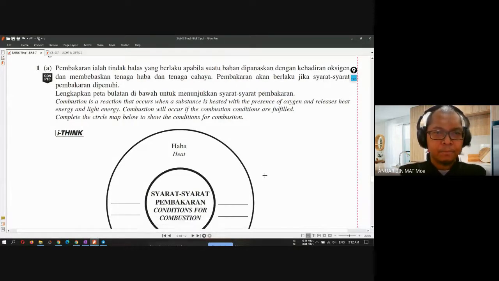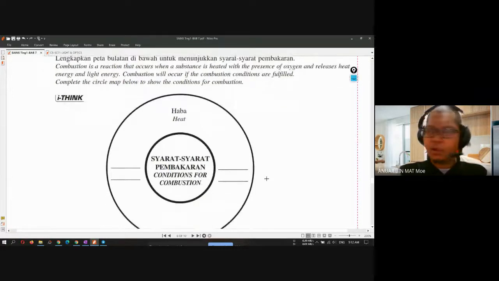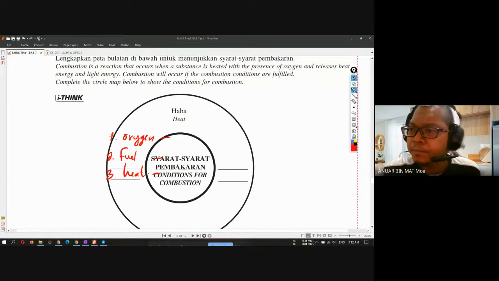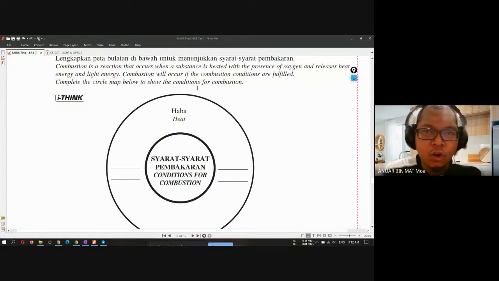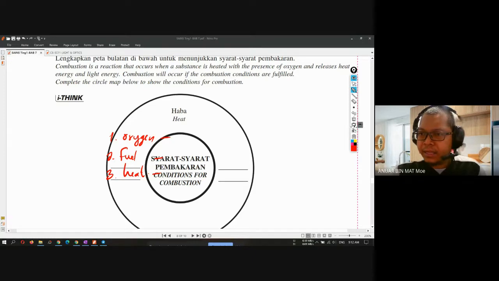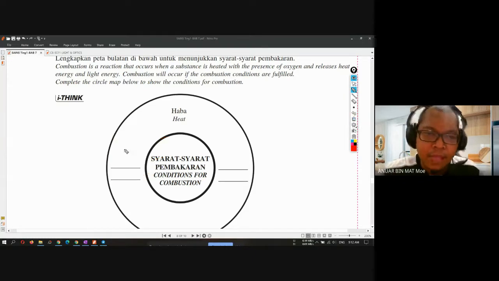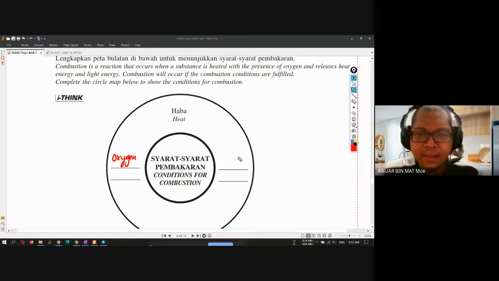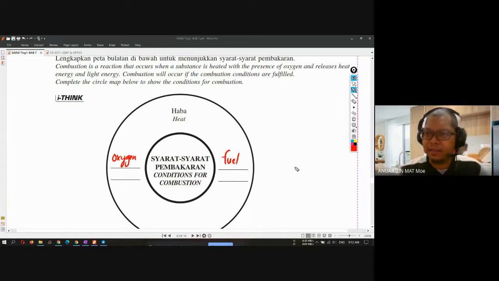The question is, combustion is the reaction that occurs when a substance is heated with the presence of oxygen and releases heat energy and light energy. Combustion will occur if the combustion conditions are fulfilled. Complete the circle map below to show the conditions for combustion. Very easy this one. You just complete the circle map here. Of course, the answer is oxygen and fuel. Okay, that's the answer.